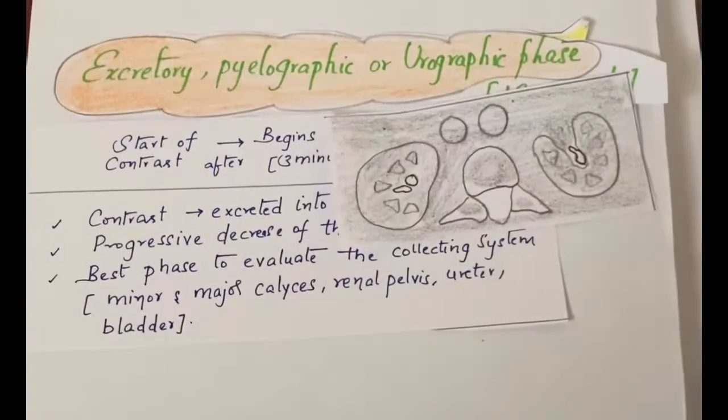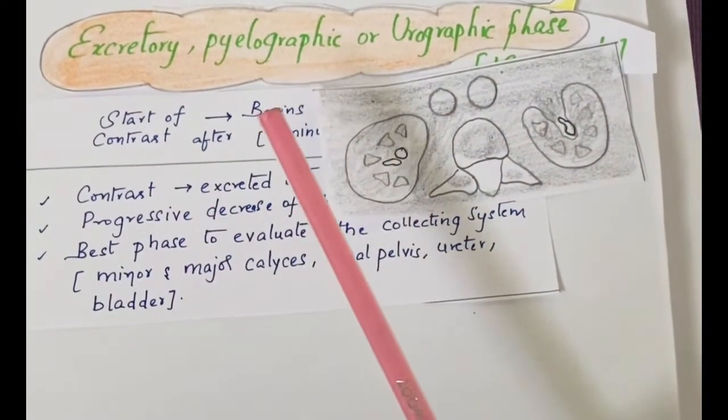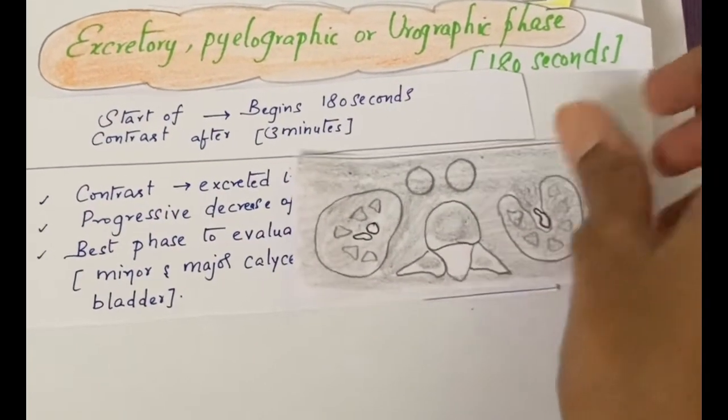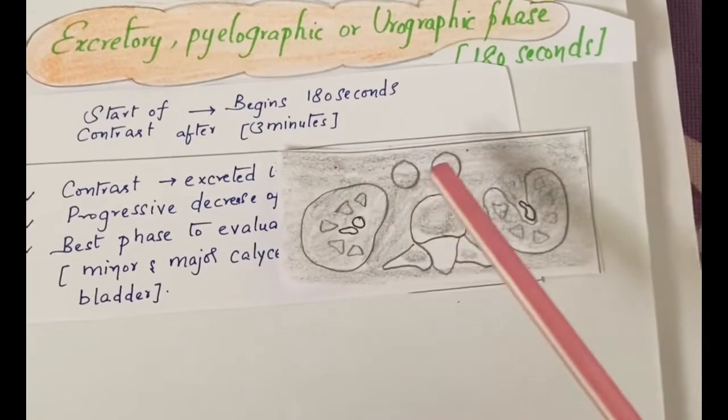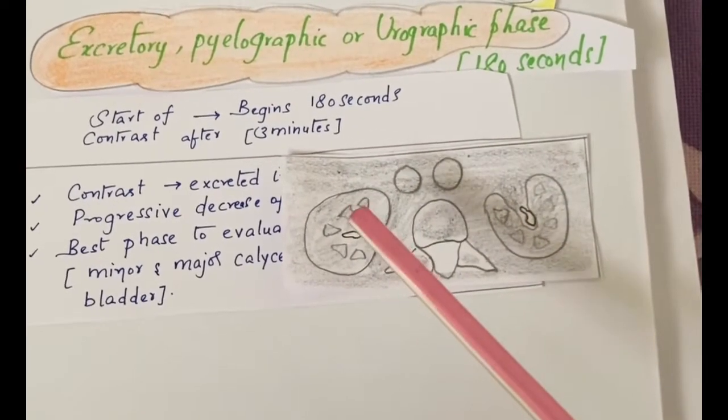So next is the excretory, pyelographic or urographic phase. It begins about 180 seconds, that is 3 minutes after the contrast is given. Here we have aorta, IVC, spine and both kidneys. Here the contrast is excreted into the renal pelvis.